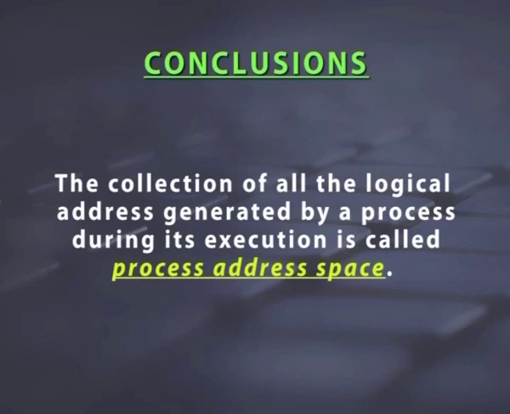Finally, we have conclusions. The collection of all the logical addresses generated by a process during its execution is called the process address space. A process during execution always refers to its address space for accessing the data and code. This makes possible the execution of multiple processes at the same time. The existence of multiple processes and their independent execution hidden from the user is called process abstraction.